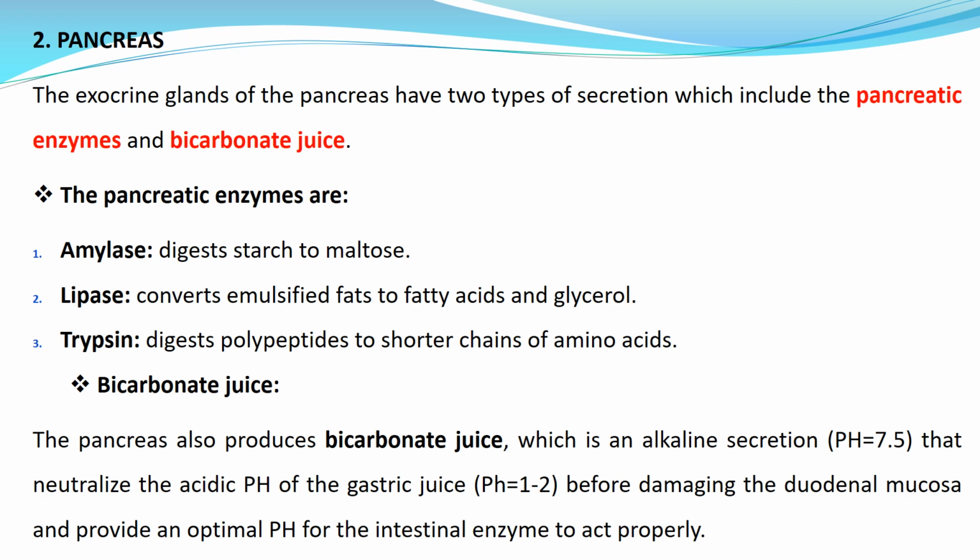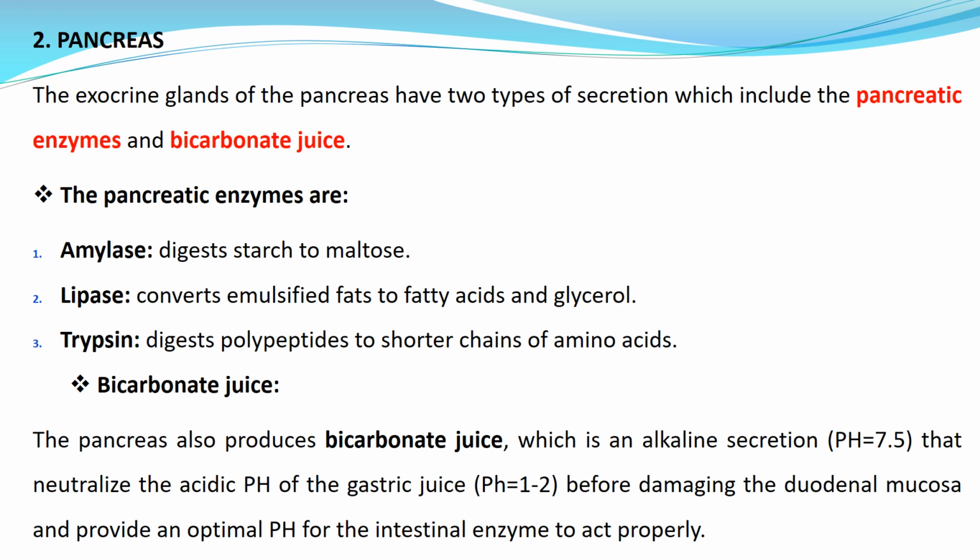Then we have lipase, which converts emulsified fats to fatty acids and glycerol. Trypsin digests the polypeptides into shorter chains of amino acids. When you break down the polypeptides, the amino acids can go on to absorption.